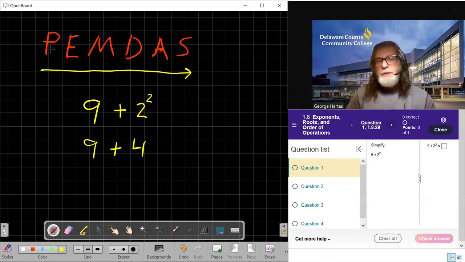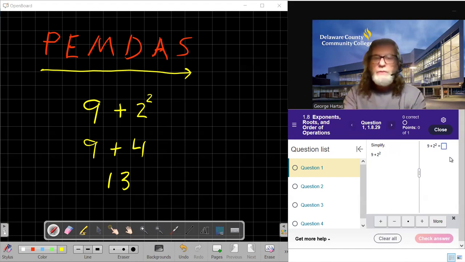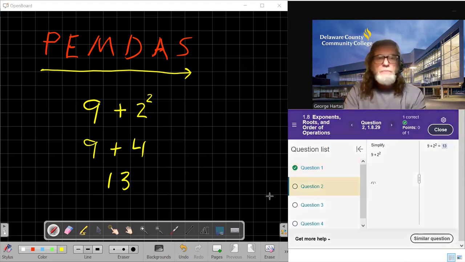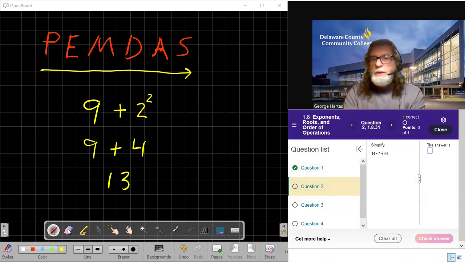And then you really don't even need the order of operations anymore because all you have is one operation left. So 9 plus 4 is 13. Okay, let's type that in the system and see if it's correct. It is. Okay, let's try the next one.